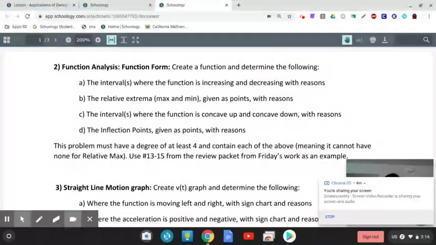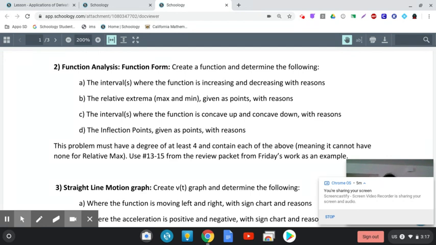So you have to create a function and determine the following: the intervals where the function is increasing, decreasing with reasons, the relative extrema, maximums given at points with reasons, the interval where the function is concave up and concave down with reasons, the inflection points given as points. So you can't just say x equals. You have to actually find the coordinate point, the x and the y, right? When I say given as points, x value, y value, with reasons.